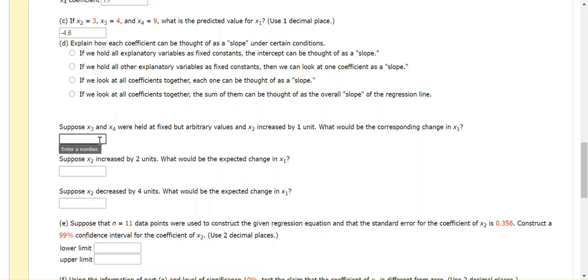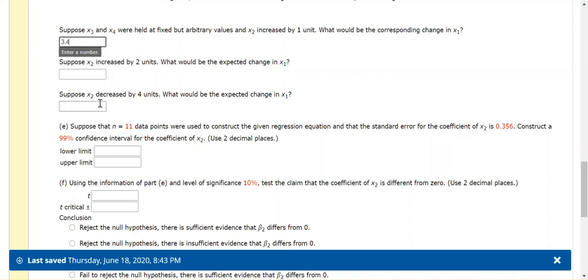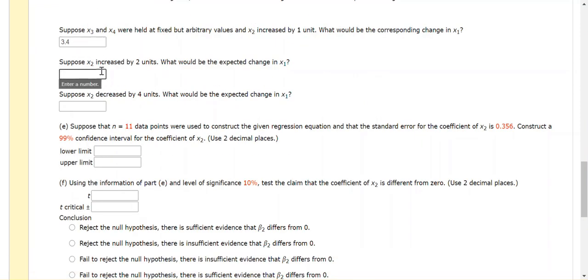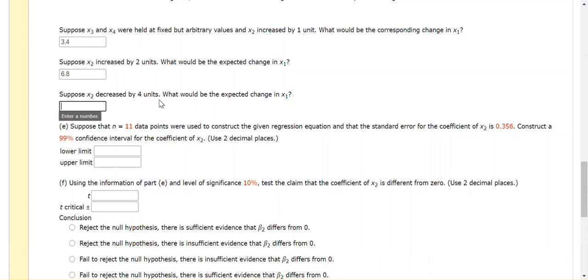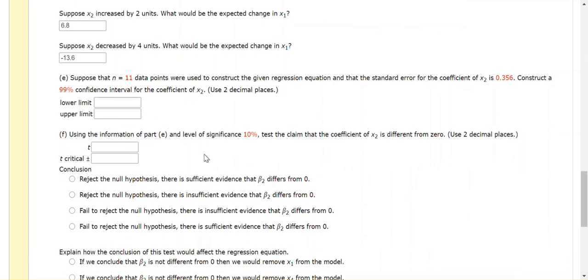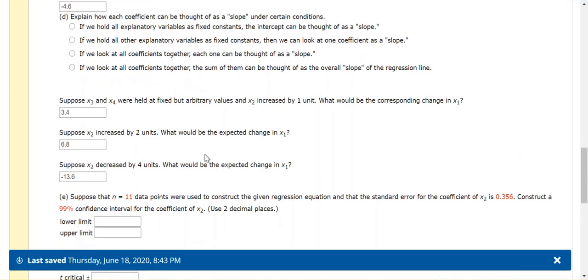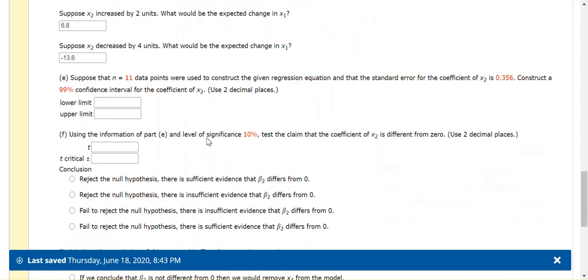So this first one would be 3.4, and the second one would be 6.8. And if I decrease by 4 units, then I take 3.4 and multiply it by negative 4 because it's decreasing, and I get negative 13.6. Okay, so that covers all of the parts through part E.